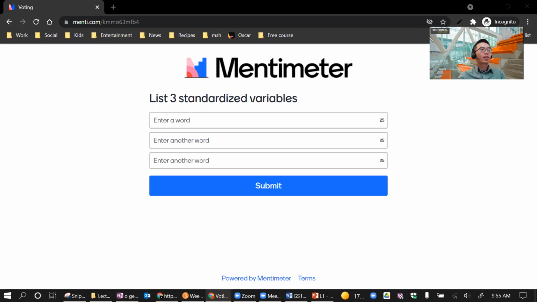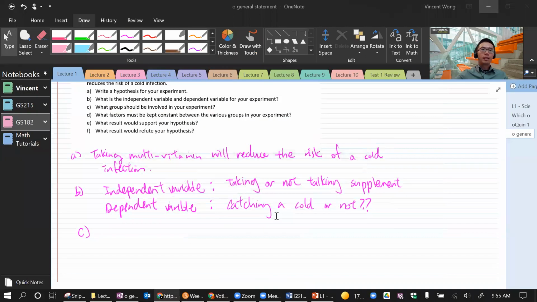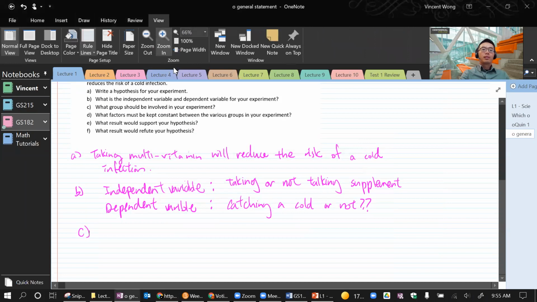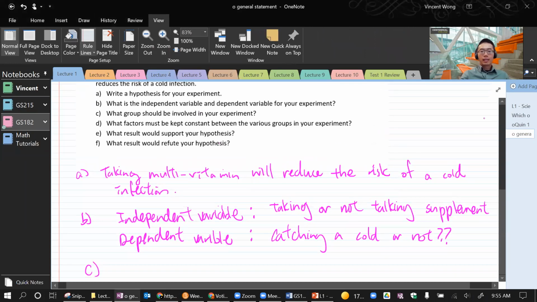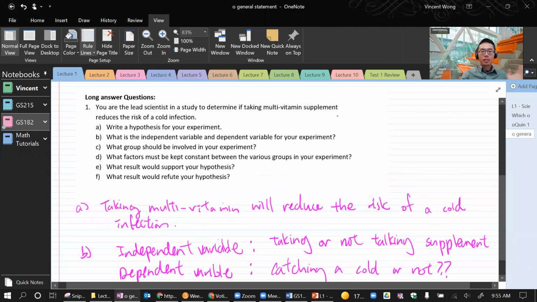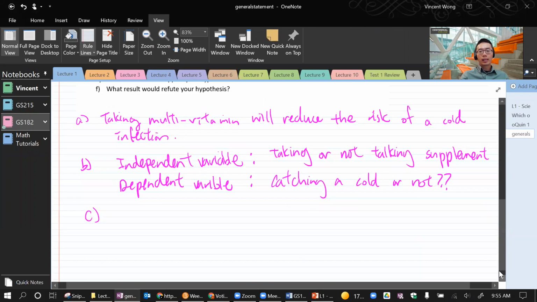What's the situation? Okay, so let me explain again. If you're able to do it, great, please do it. If not, that's okay as well. So in this question, we are trying to determine if taking vitamins will reduce the risk of catching a cold. That's what we're trying to test. Okay. So how do you go about doing that?